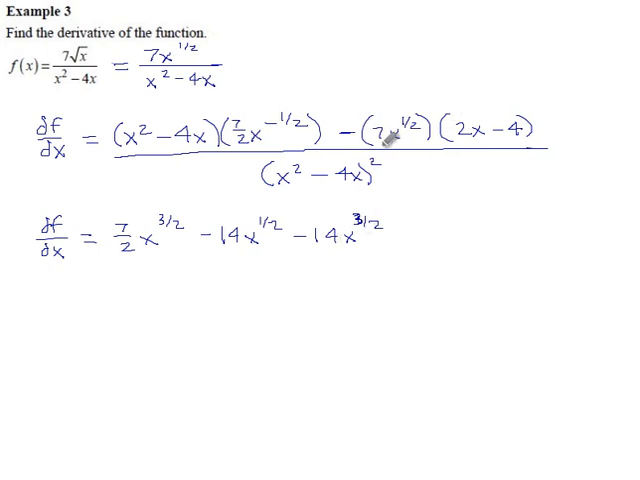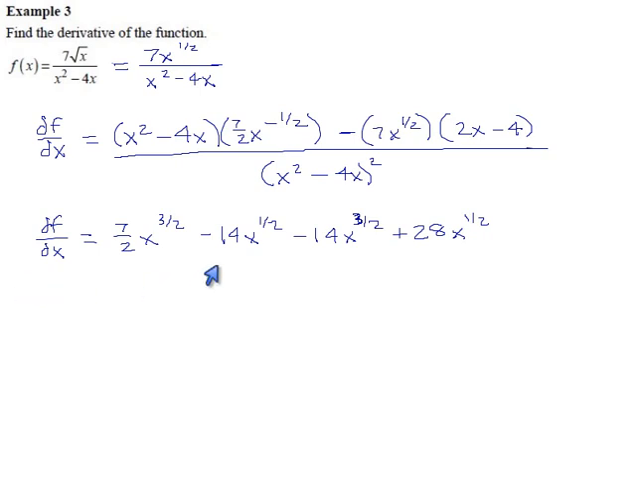Minus 7 times 2 is minus 14, x to the half times x to the 2 over 2 gives 3 over 2. Yeah, that's good. And minus 7 times minus 4 is plus 28x to the 1/2. Okay, we have like terms and plenty of them.